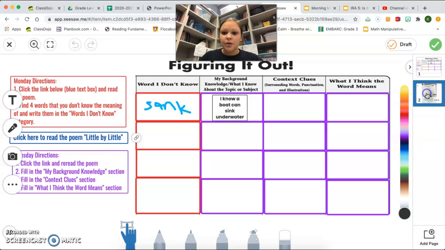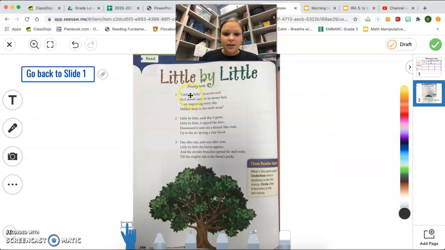Context clues. So now I'm going to go back and find the word sank, and I'm going to read all around it. Little by little an acorn said, as it slowly sank in its mossy bed, I am improving every day, hidden deep in the earth away. The context clue with the last line that says hidden deep in the earth away lets me know that the acorn went far down in this mossy bed.